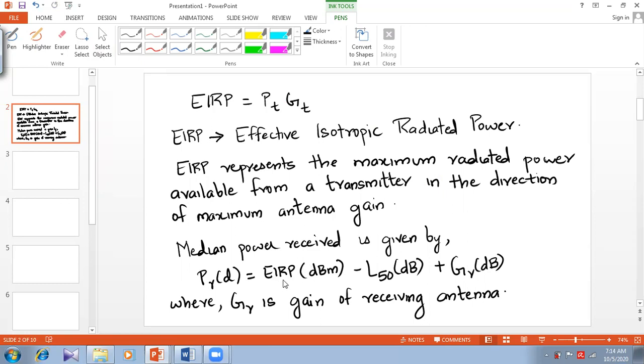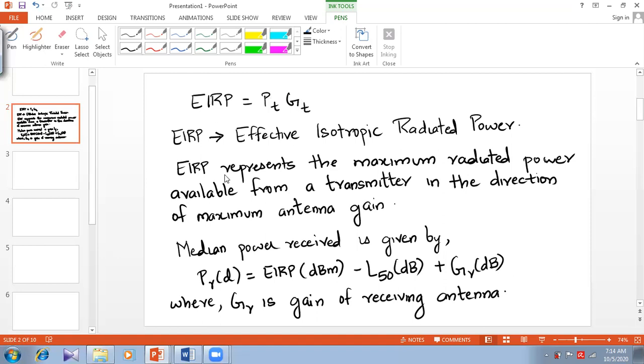We have included this as a part of your lab. So to find out the median power received, you will have to use this formula. That is, the median power received in dB will be equal to EIRP in dBm minus L50, which is the Okumura path loss which you will be calculating, plus GR, which is the gain of your receiving antenna. That also has to be in dB. Okay. And what is EIRP? EIRP is effective isotropic radiated power. It is given by PT into GT.